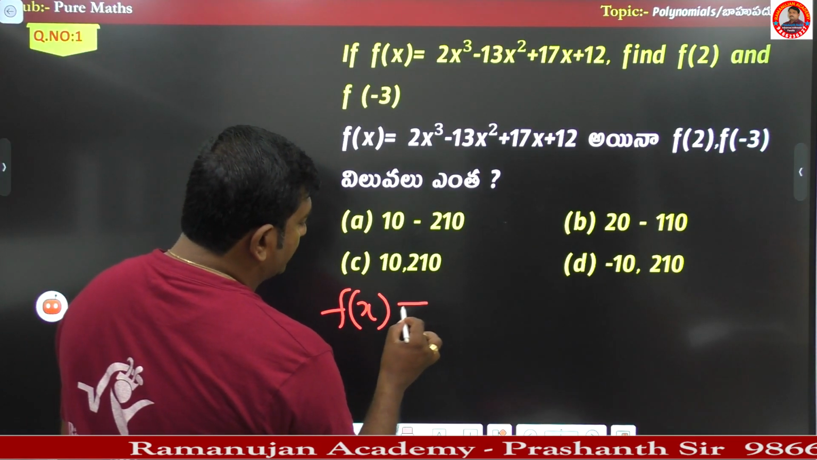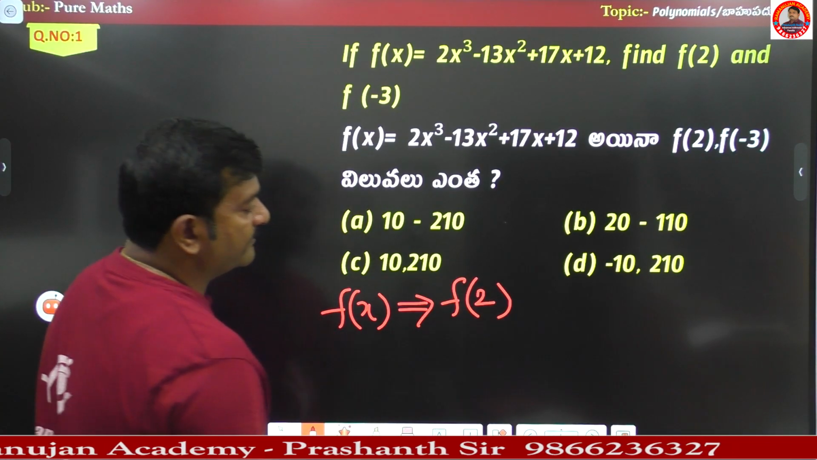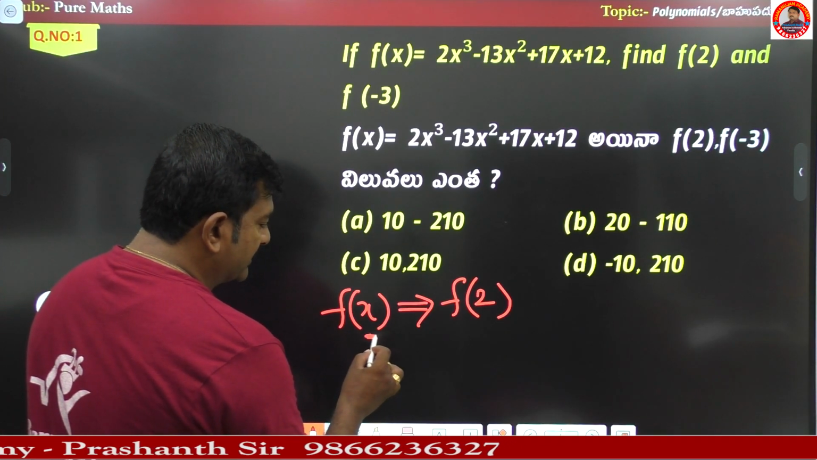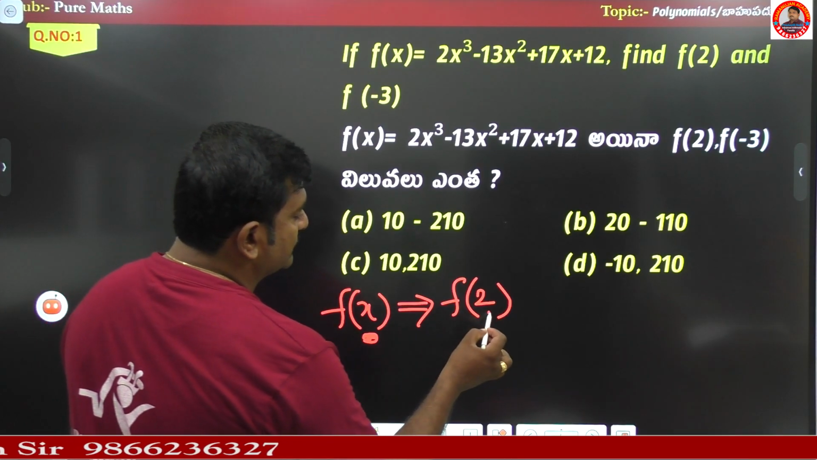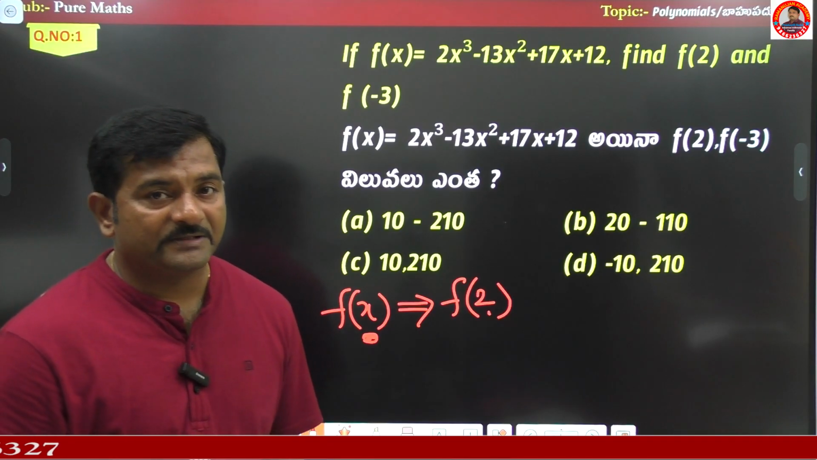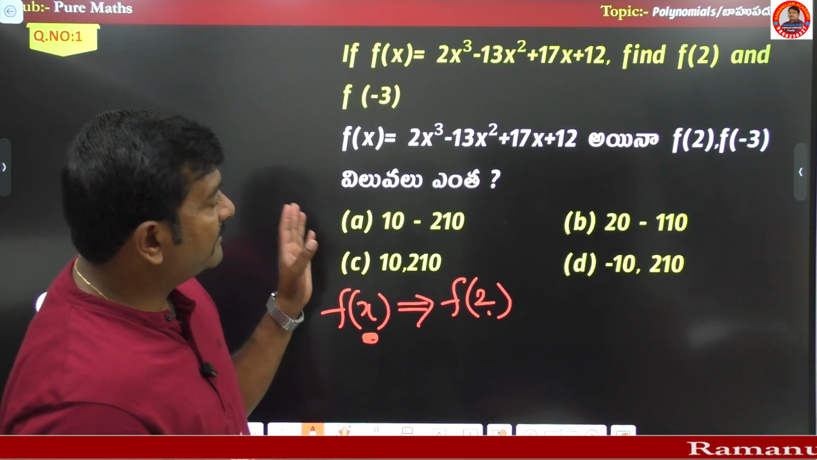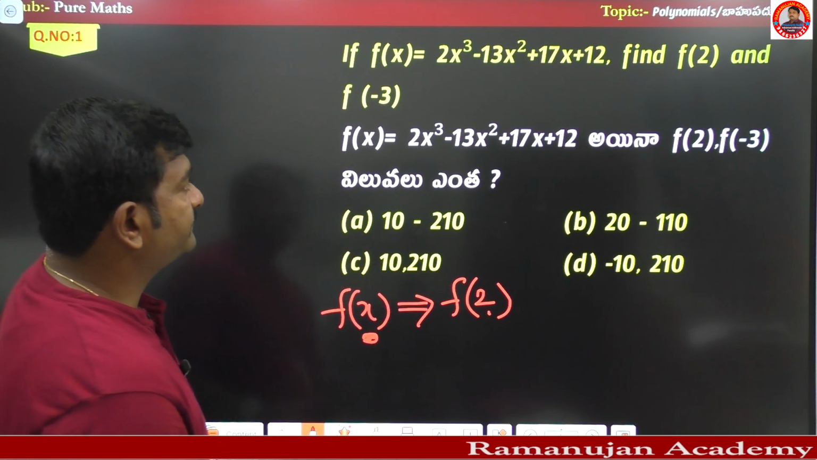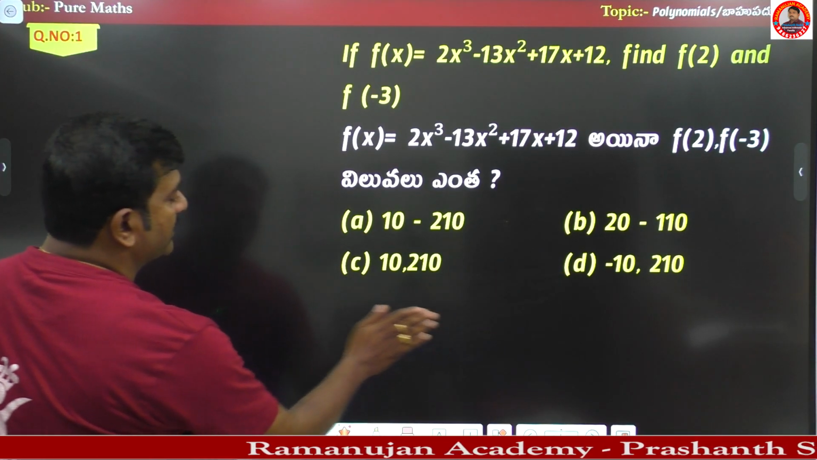Now you are going to get the f of 2 value. In place of x, wherever x is there, remember one thing, blindly we should put 2. In the given polynomial, wherever x is there, in place of x you must put 2. You are going to get the f of 2 value. Similarly, in the given polynomial, wherever x is there, in place of x you must put minus 3. You are going to get the f of minus 3 value.